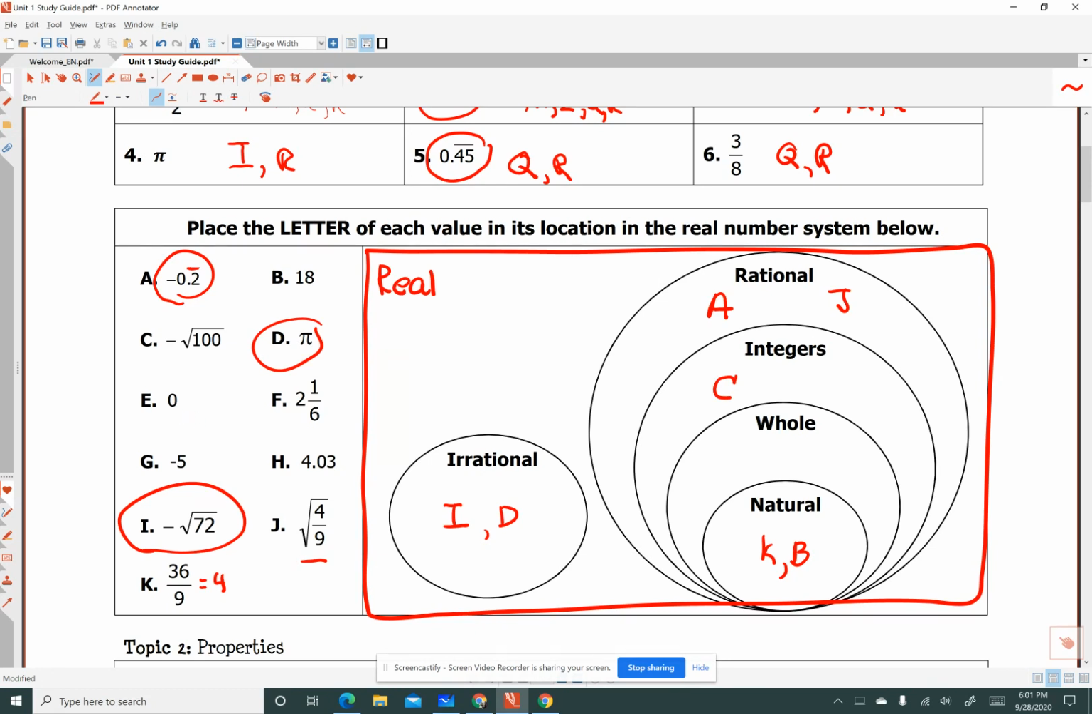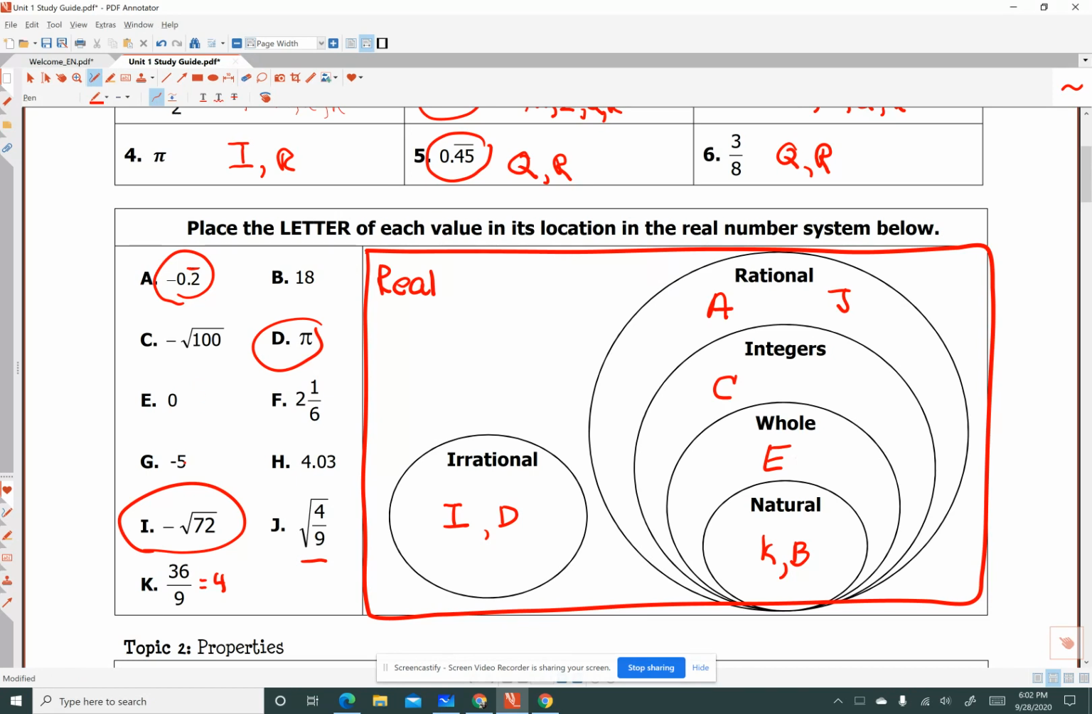E, the 0, is the only one that's a whole number. These K and B are also whole numbers. It's the only one that's a whole number, but not a natural number. That's the thing with 0. So actually what I should have put is, erase that. What I should have put is E, which is the letter of the number.